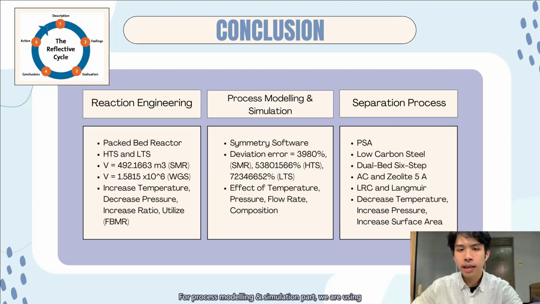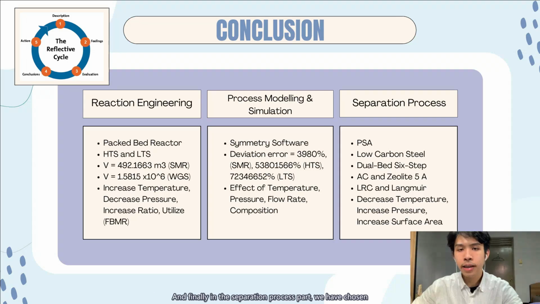For the process modeling and simulation part, we are using simulator software to conduct the simulation of the process. We have also calculated the deviation and error between the simulation and the manual calculation from the RE part. Other than that, we have also discussed the effect of temperature, pressure, flow rate and composition on the chosen dependent variables. For example, when the temperature increases, the heat energy flow in the reactor increases linearly while the hydrogen mole fraction decreases.